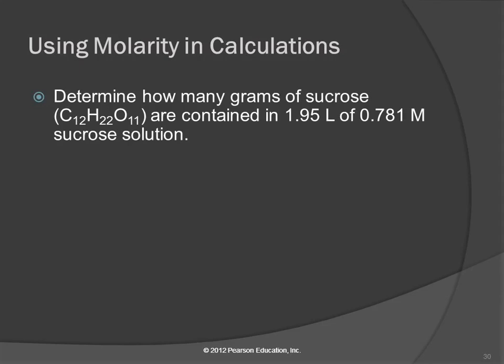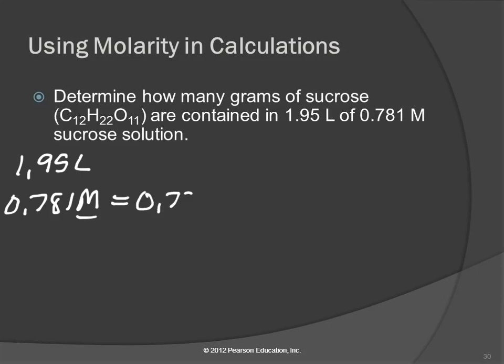Well, one of the approaches that we've had for solving these word problems is to take the numbers that are given, we'll write down the numbers, and that'll help us to see what we need to do. So 1.95 liters is one of the numbers given, and 0.781 capital M. This is where recognizing what capital M means is really important. That is 0.781 moles per liter.